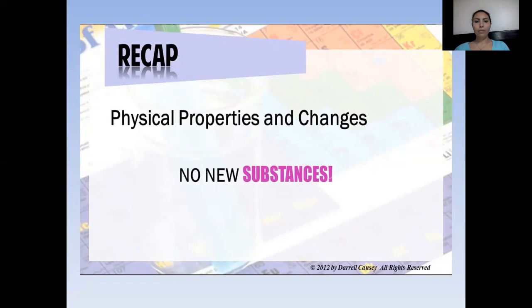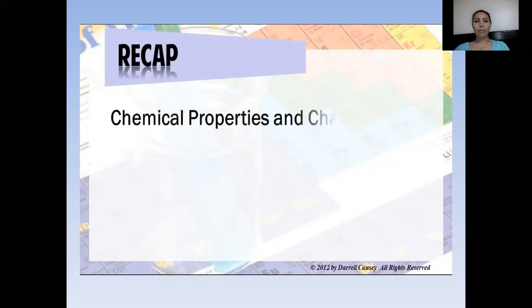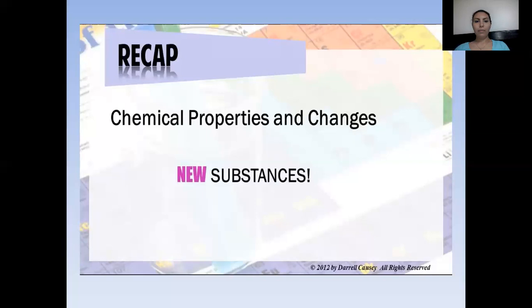And then chemical properties and changes give you a new substance. You take hydrogen and oxygen, react them together, kaboom, you get water. Okay? That's a chemical property, that's a chemical change. And that's what we need to be aware of here.